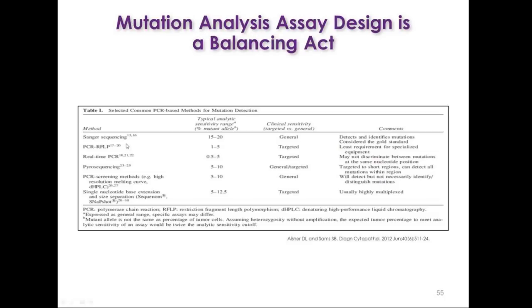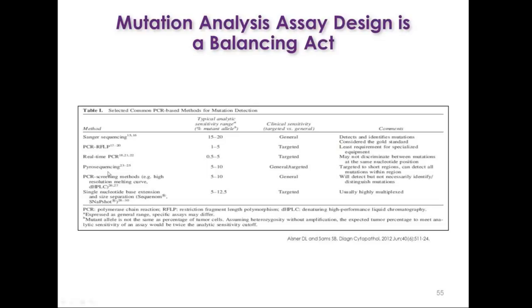Shown here, this is an older table, and it lists some of the PCR-based testing that we had, and it shows you the analytic sensitivity. So, for example, Sanger sequencing has an analytic sensitivity of 15-20%. So, for Sanger sequencing to actually work, you need to have a tumor sample that has at least 30% or 40% tumor. On the other hand, a more targeted assay like, say, pyrosequencing or real-time PCR, you have a really good analytic sensitivity. So you can use a much lower tumor fraction sample and have these tests work.